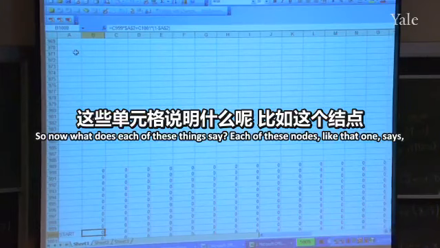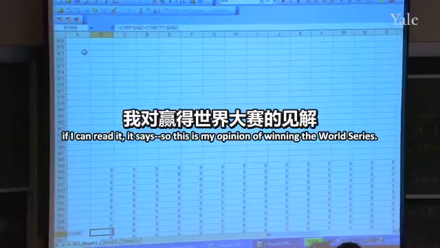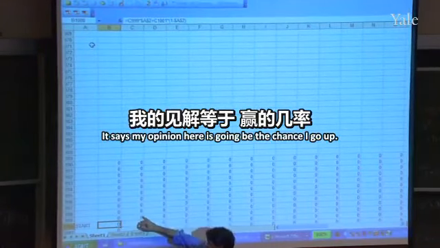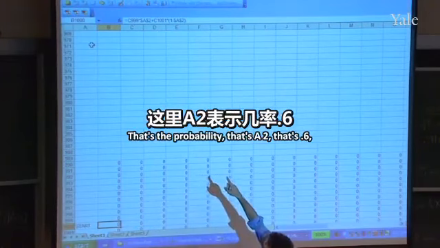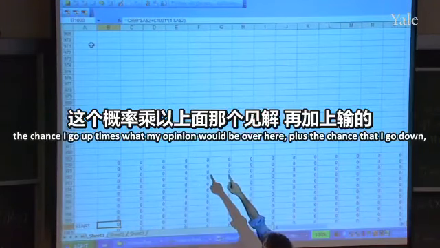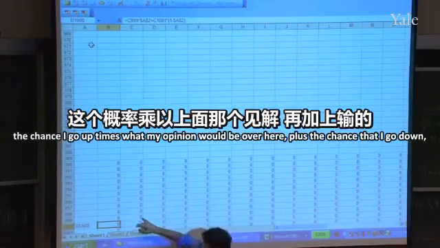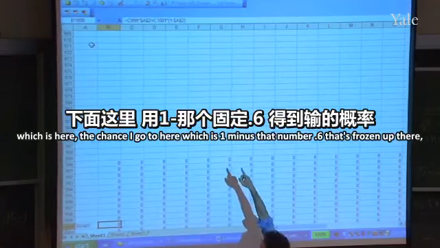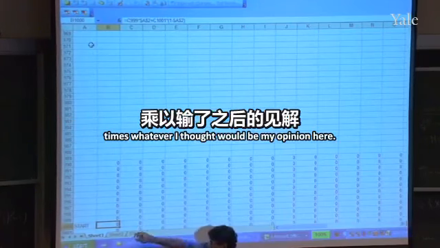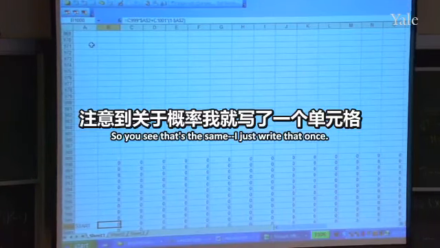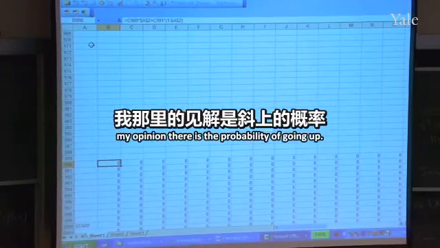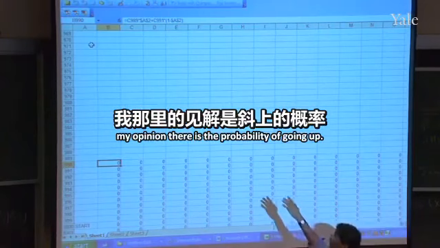Each of these nodes, like that one, says, if I can read it, this is my opinion of winning the World Series. It says, my opinion here is going to be the chance I go up, that's the probability, that's A2, that's 0.6, the chance I go up, times what my opinion would be over here, plus the chance that I go down, which is 1 minus that number 0.6 that's frozen up there, times whatever I thought would be my opinion here. So you see that's the same. I just write that once. I wrote that once here, that thing about the probability. My opinion there is the probability of going up.